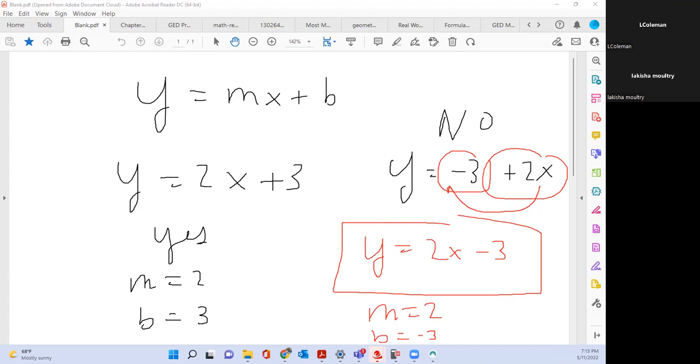I just wanted to say that because I saw a lot of people making small mistakes from the practice test where they had to manipulate the formula to put it in standard form or slope-intercept form. Any questions before we leave?